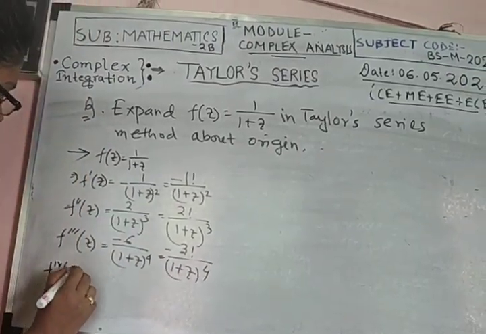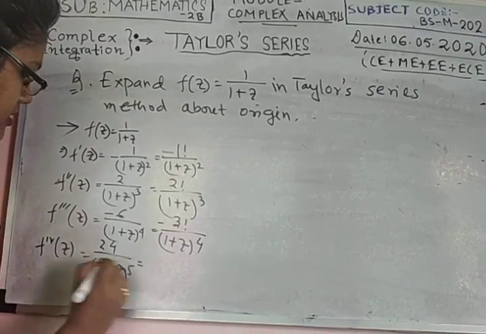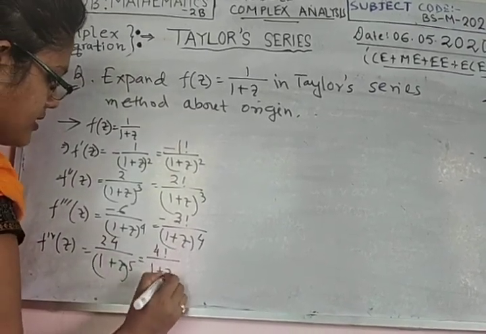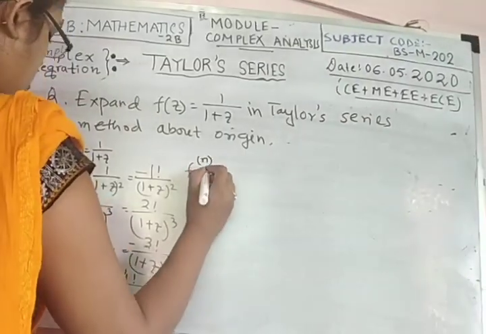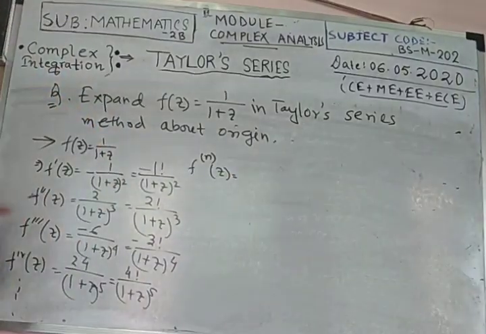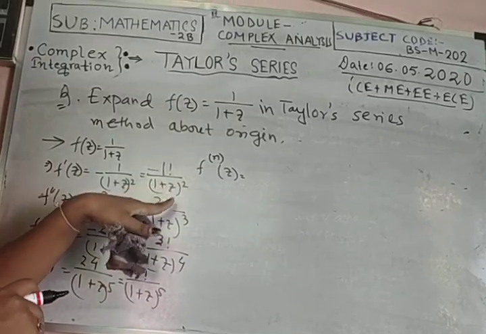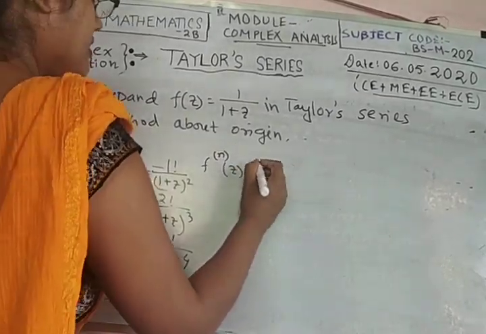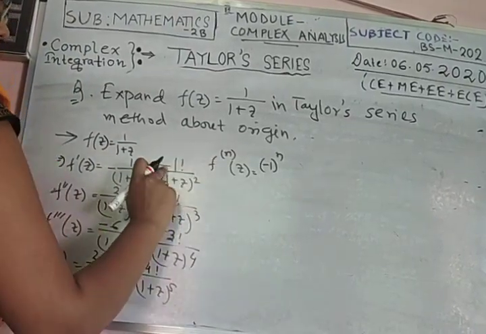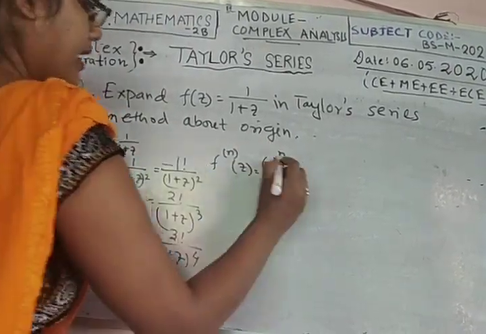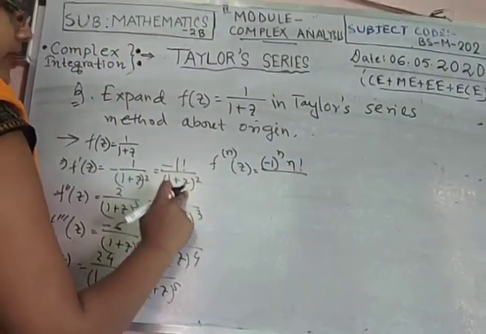The fourth derivative is 24 by (1 plus z) to the power 5, that is 4 factorial by (1 plus z) to the power 5, and the nth derivative. The first derivative is minus 1 factorial by (1 plus z) whole square. So obviously this is minus 1 to the power n, because if n equals 1 this is minus 1, and this is 1 factorial, 1 times. So for n times, this is n factorial by 1 times (1 plus z) whole square.